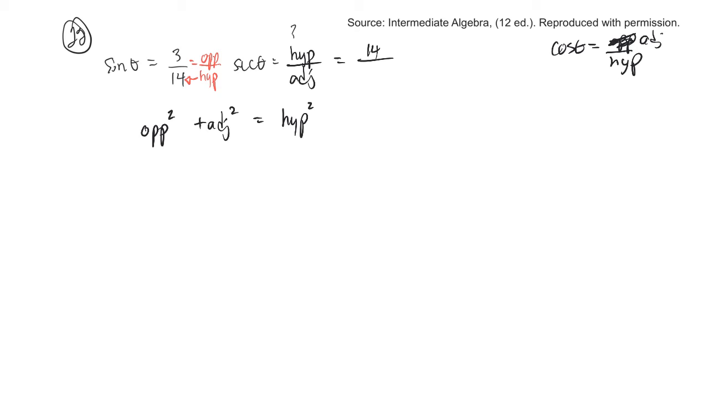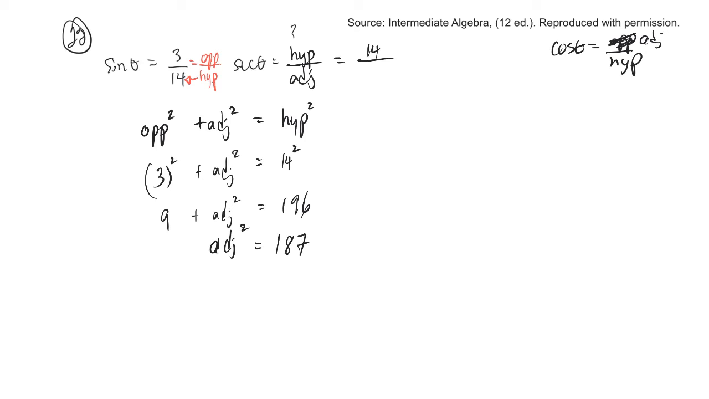So opposite side is 3, so 3 squared plus the adjacent side squared is equal to the hypotenuse 14 squared. So 9 plus the adjacent side squared is equal to whatever that is multiplied. Subtract by 9, that'd be 187. And so the adjacent side is going to be the square root of 187. So then I could plug that in where the adjacent side goes. Square root 187.